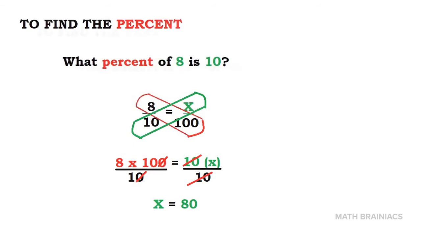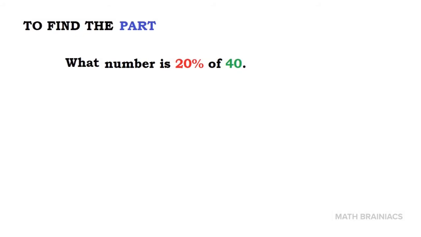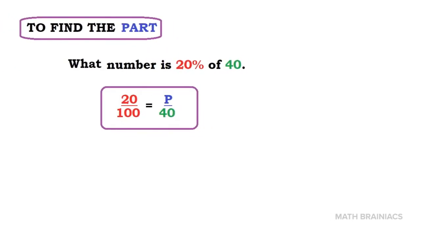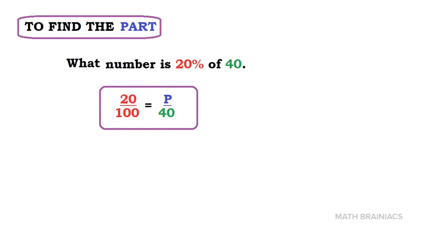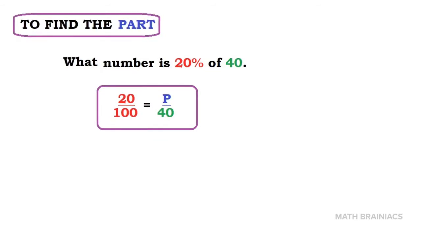It is easy, right? To find the part, I want you to take note of this. Let us work on this example so that you will be guided. What number is 20% of 40? Since we have 20% in the question, we can divide it by 100 so that we can convert it into fraction. Consequently, we are looking for the part of 40. Therefore, we can write P over 40.